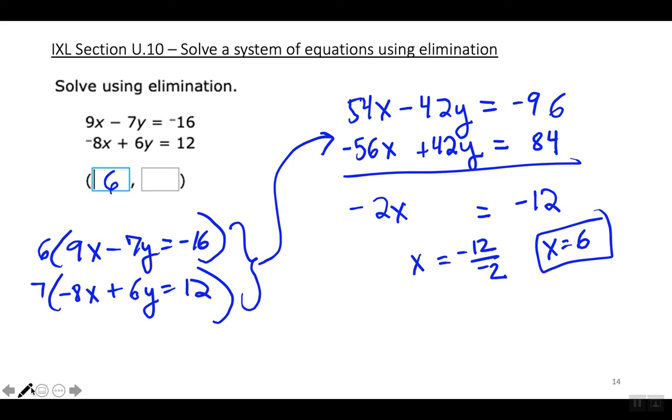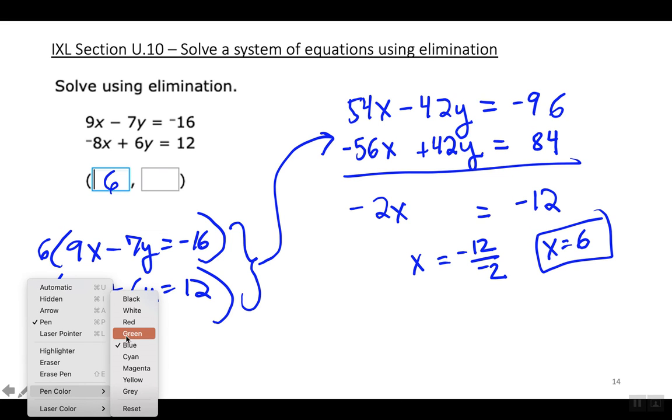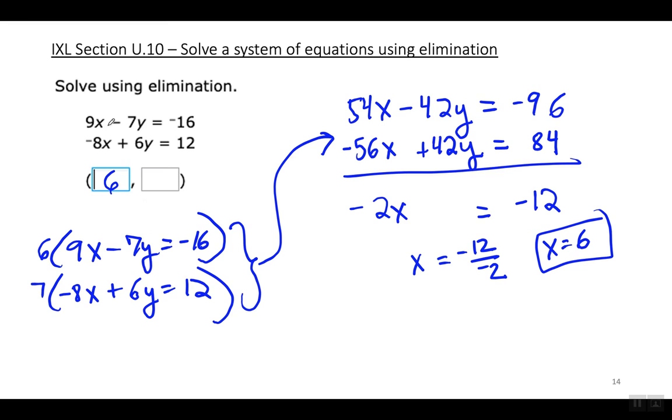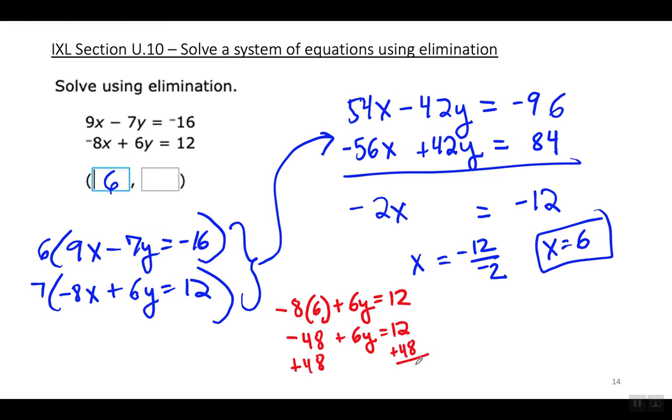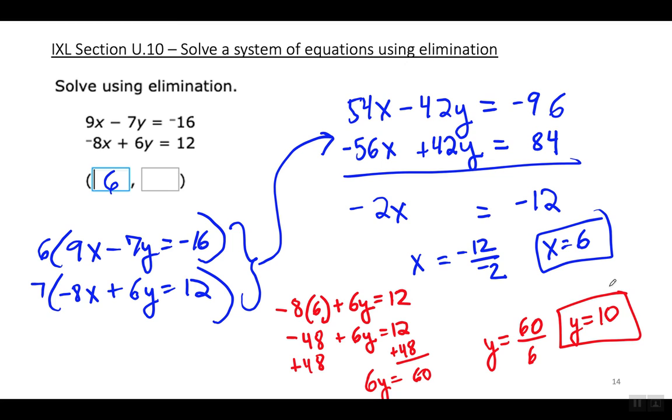And then I'm going to substitute x equals 6 in one of the two equations to solve for y. I'm gonna put it in the bottom equation, okay? So voy a sustituir x igual a 6 en la ecuación de abajo. That's going to give me negative 48 plus 6y equals 12. Move 48 to the right by adding. So 6y equals 60, so y equals 60 divided by 6, so y equals 10. And there's my answer. That's the solution to that system of equations.